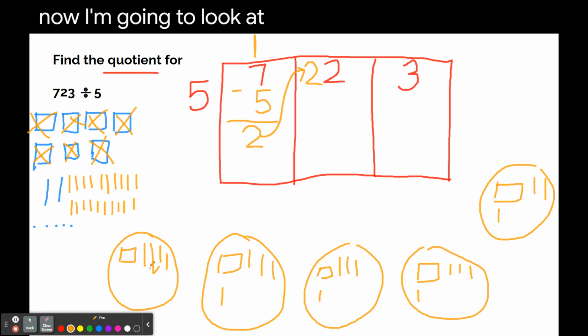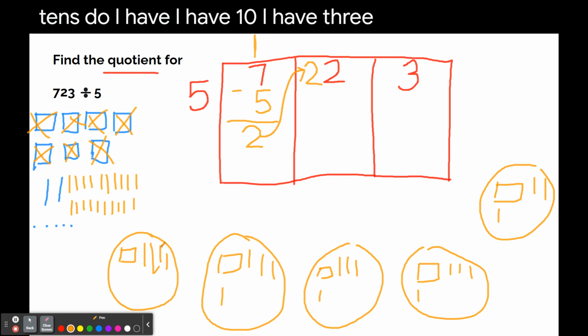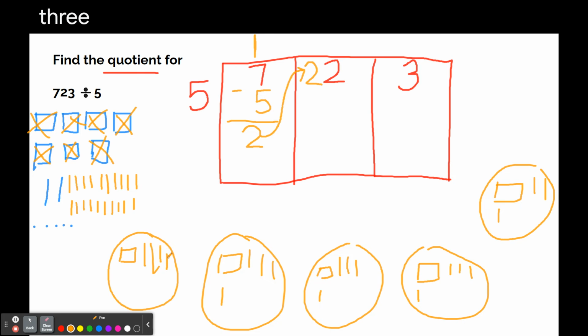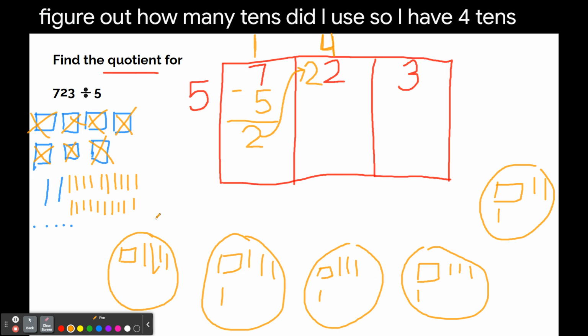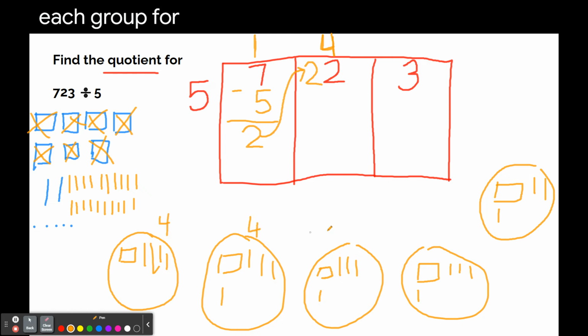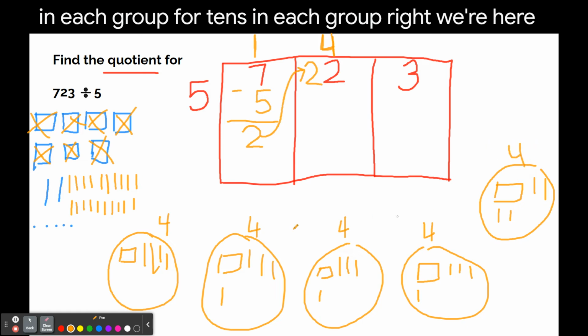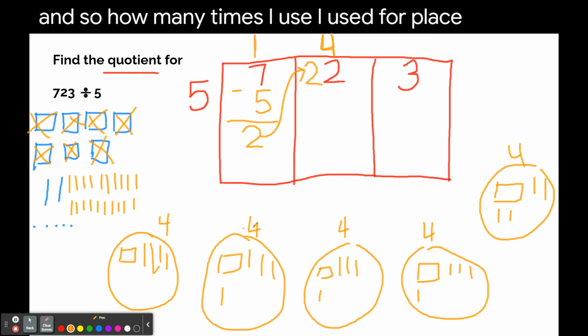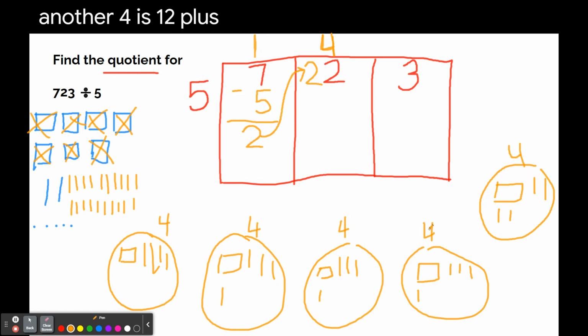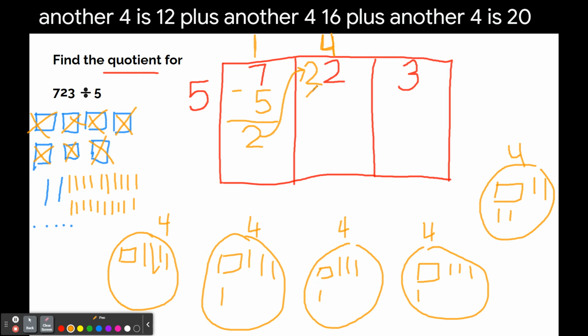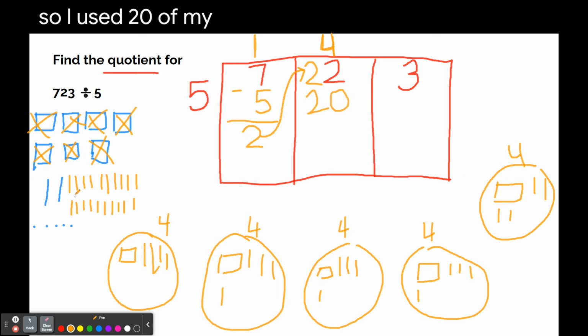And so now I'm going to look at my group and see how many tens I have. I had 1, 2, 3, 4 tens in one group. Okay. And now I have to figure out how many tens I used. So I have 4 tens in each group. Ooh, I forgot one right here. And so how many tens did I use? I used 4 plus 4 is 8, plus another 4 is 12, plus another 4 is 16, plus another 4 is 20. So I used 20 of my tens.